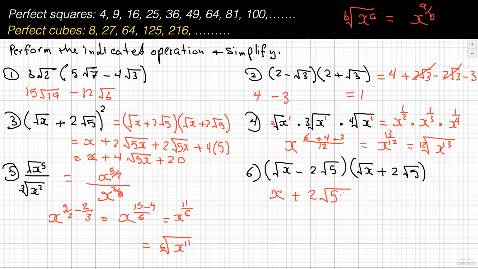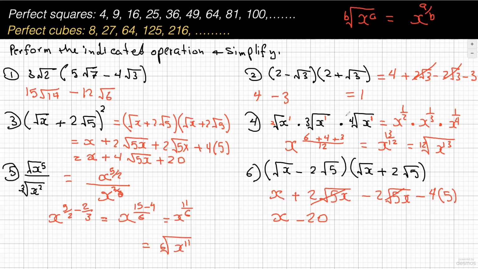But write 5x, not x5 there. And then minus the same thing, because you got to FOIL this into here, and you're going to get 2 5x. And minus 2 root 5 times 2 root 5, it's just going to give me 4. And root 5 times root 5 is just 5. And therefore, this is going to give me x. The middle is going to cancel. That's minus 20 right there. And that's your final answer.